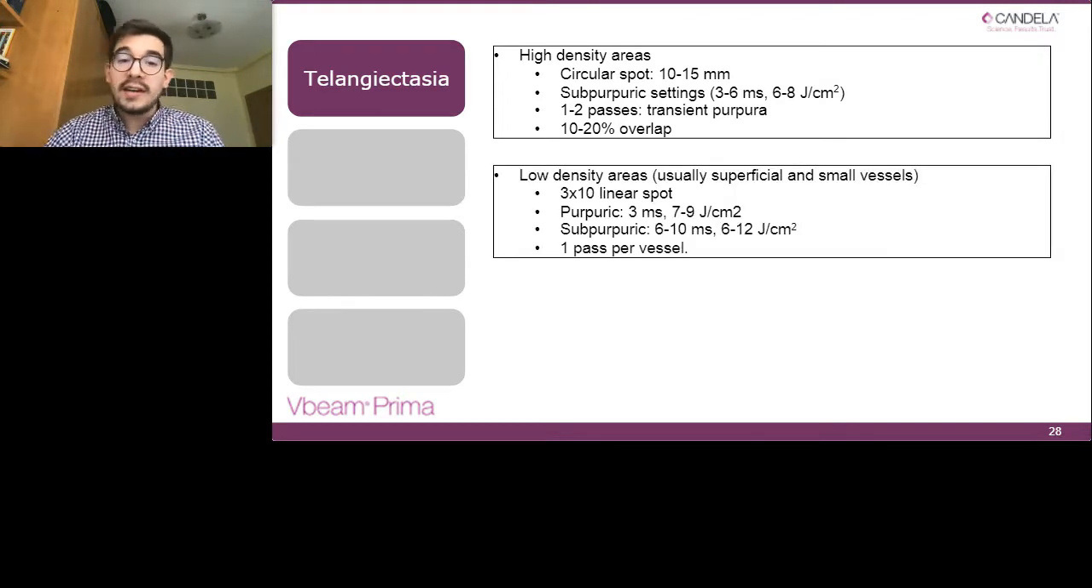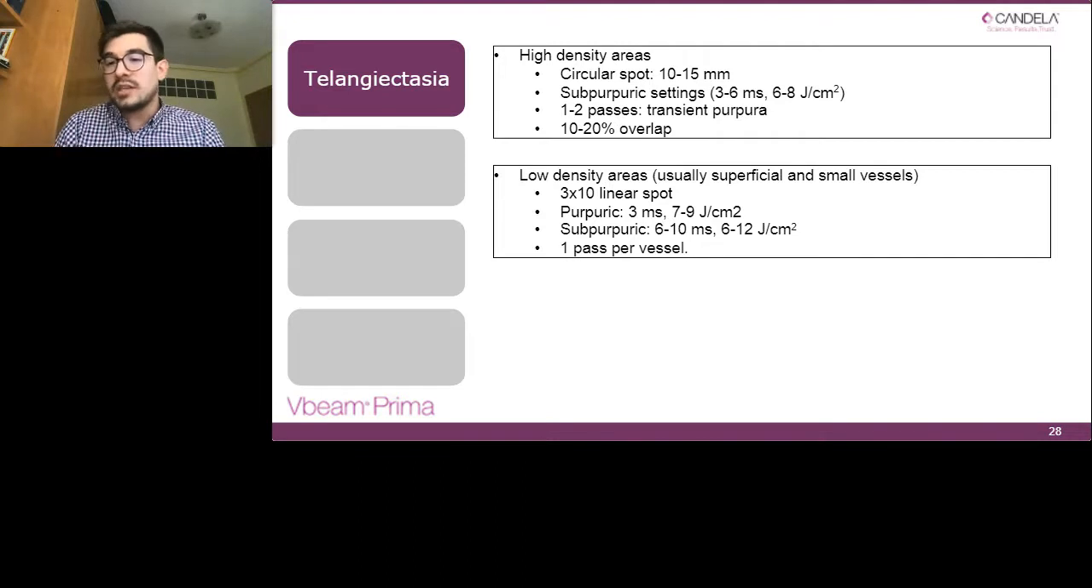When you've got lower density areas of telangiectasia, with superficial and small vessels, I prefer to use the 3x10 linear spot because it's going to apply just over the telangiectasia, leaving the surrounding area without any treatment. I prefer to use the purpuric settings over the subpapillary setting, but that's something that you have to discuss with the patient also, because there are some patients that may not afford to have that downtime caused by the purpura.